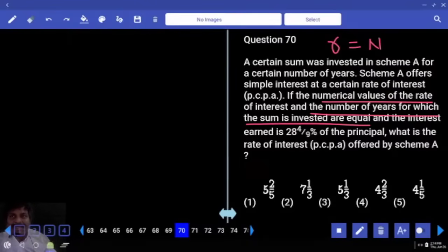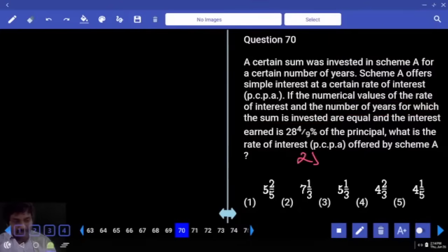Okay. 28.4 by 9, mixed fraction, convert into improper. 28 nines are 10 times minus 1 time: 280 minus 28, 252, plus 4. 256 divided by 9 percentage. If you delete the percentage symbol, it becomes 900 only. What is 256 by 900?